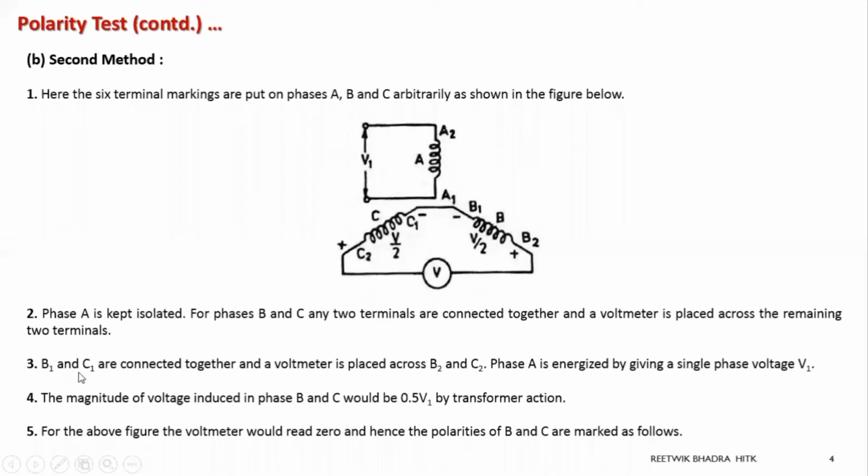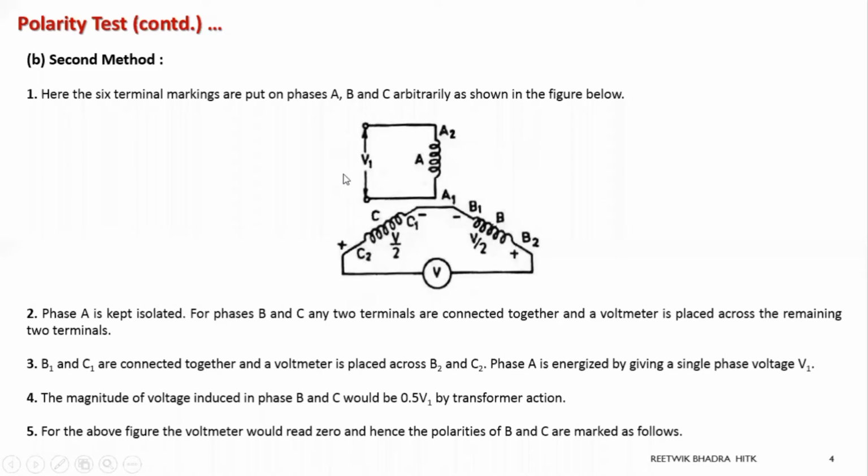So that is written in third point. B1 and C1 are connected together and the voltmeter is placed between B2 and C2. Now obviously you have to give a supply to one phase. Only then will the magnetic axis come into operation, that cos 120, cos 240 will come into operation. Without a supply, nothing will happen.